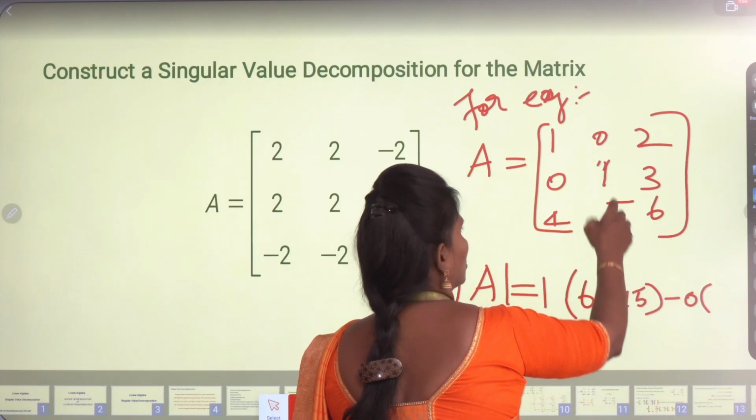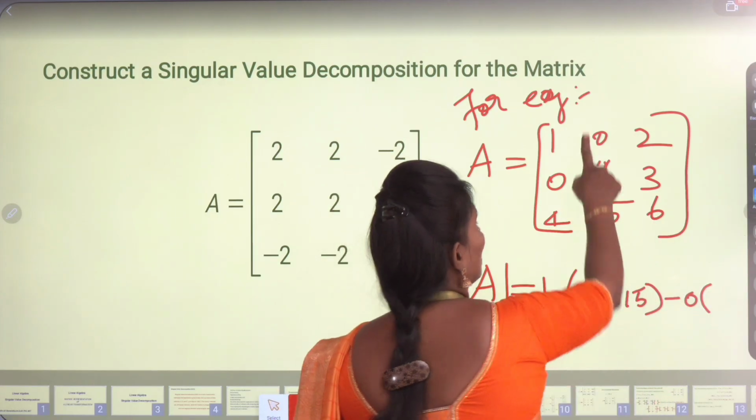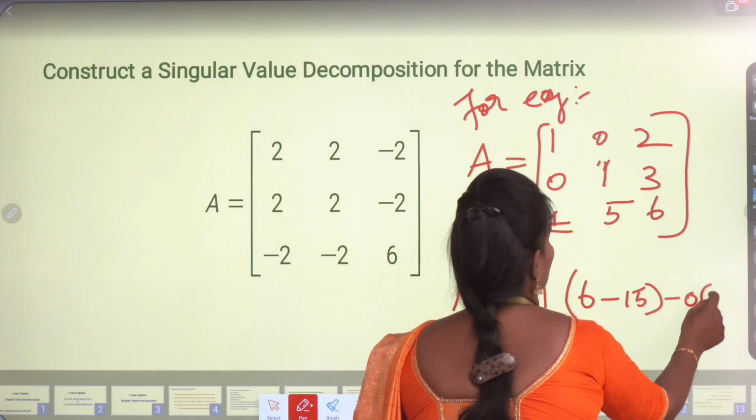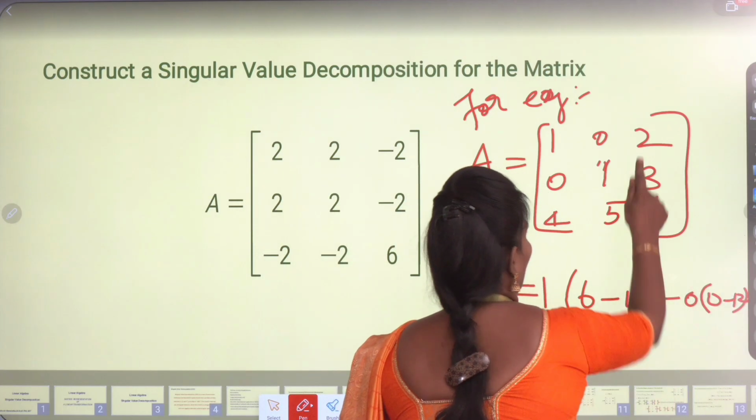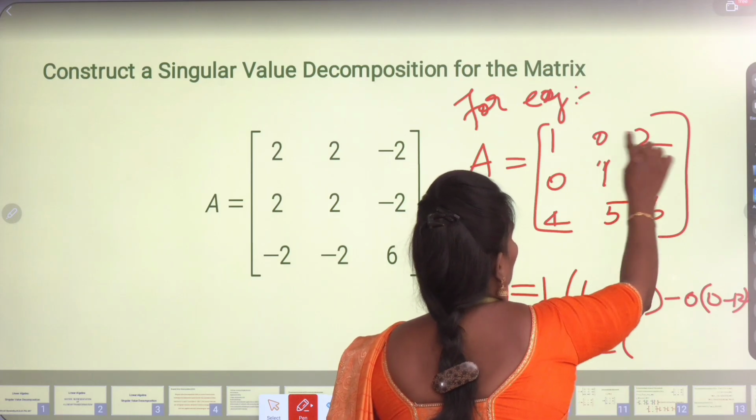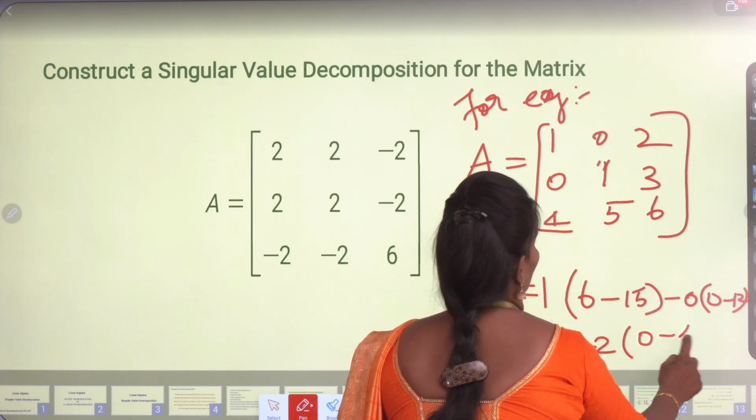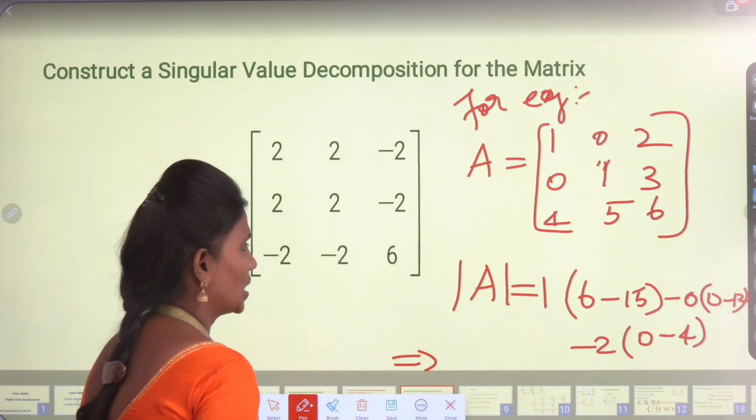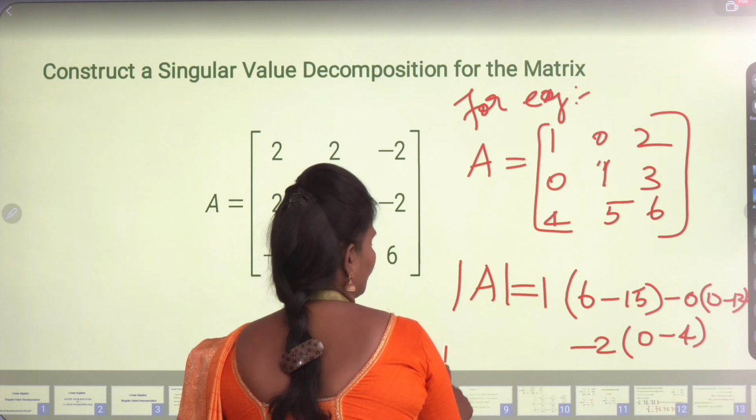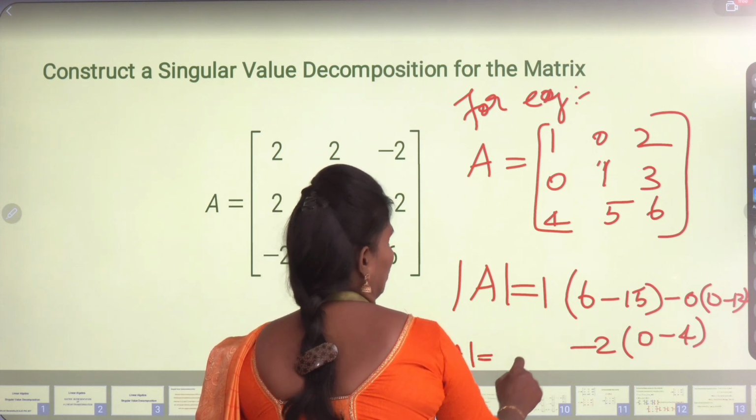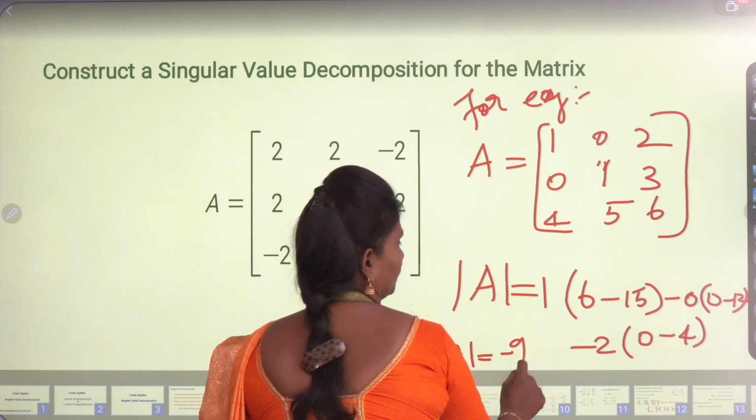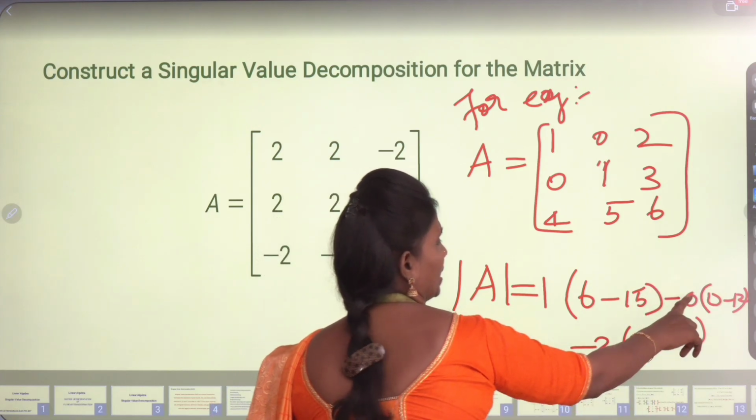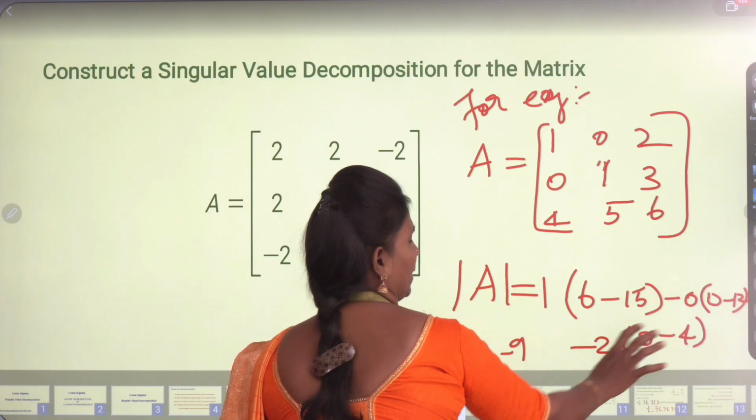Then the second value automatically becomes 0, because if the element is 0, the total value becomes 0. Where the element is present, you hide its row and column, and multiply by the remaining elements. 0 into 6 is 0, 4 times 3 is 12. Then minus 2, hiding the 2's row and column, then 0 minus 4. What is 6 minus 15? It becomes minus 9. The rest become 0 because 0 into anything is 0. Then minus 2 into minus 4 becomes plus 8.